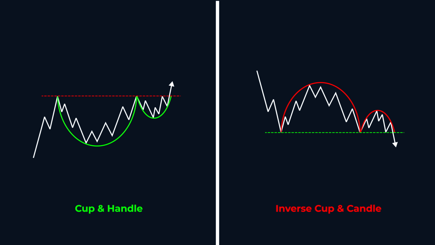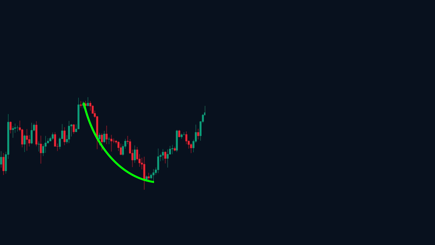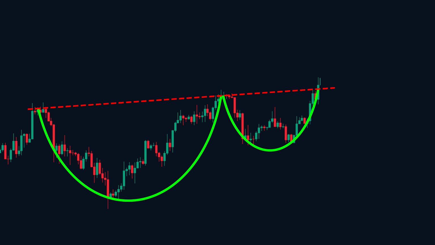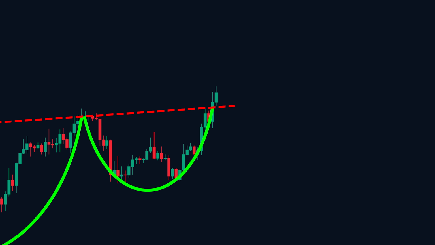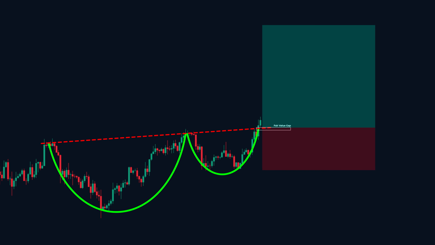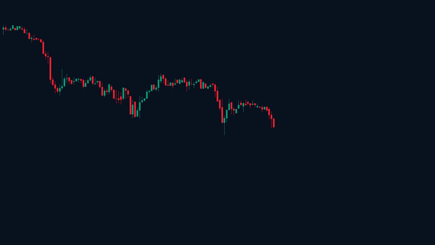This pattern can form in both directions. Here's what the bullish and bearish versions look like. In this example, you can see price moving up and forming a rounded arc, followed by a smaller consolidation that creates the handle. Finally, price breaks above the rim, confirming the breakout. Just like before, you wait for confirmation. Look for that imbalance during the breakout and enter on the retest. Stops go below the handle, and the target is the full depth of the cup or around 3 times your risk. Now let's look at the bearish version.